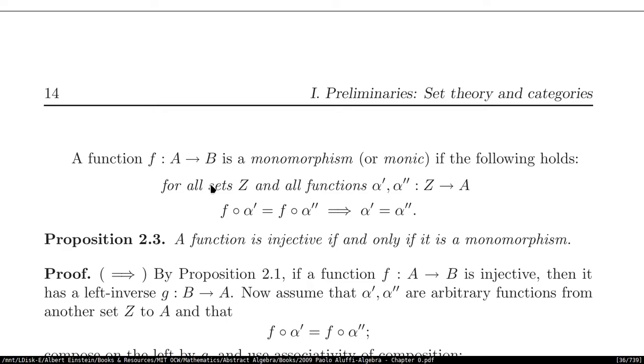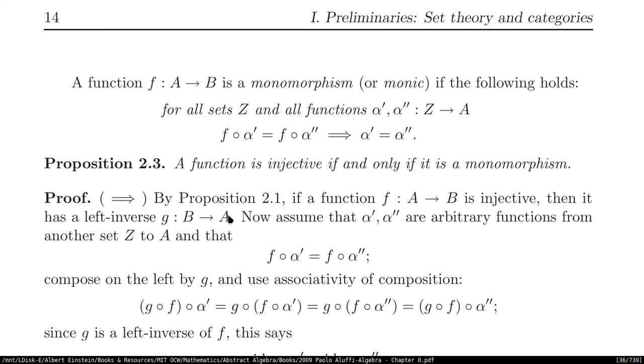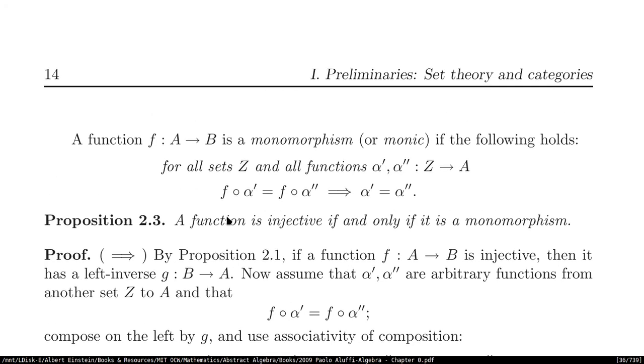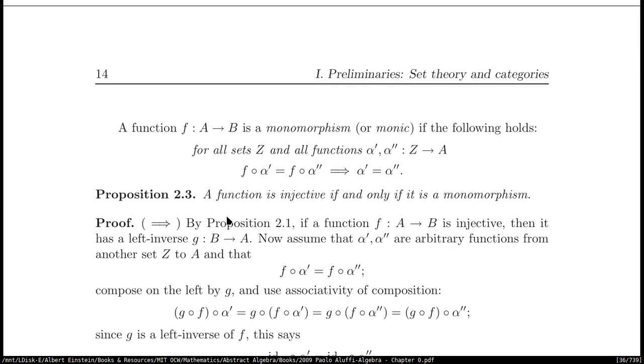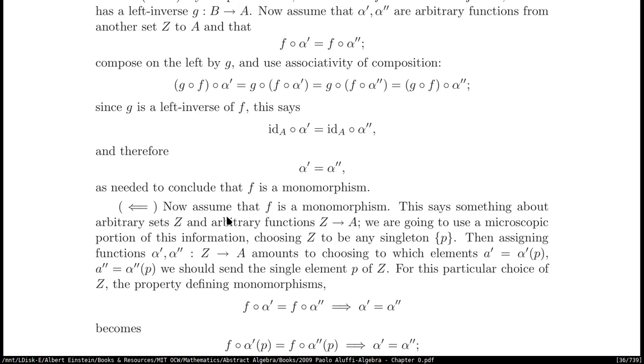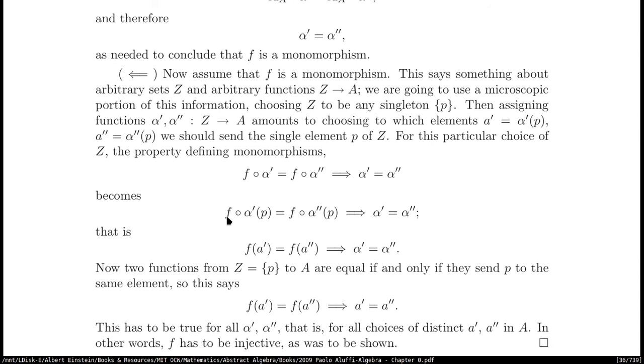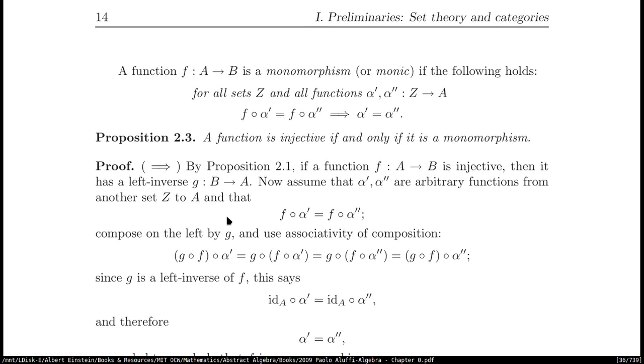If the compositions happen to be the same, then that implies these maps that we took to get from Z to A are the same again, right? So this is pretty straightforward, but let's just do a few things with it. So the proposition is that f is injective if and only if it is a monomorphism, right?